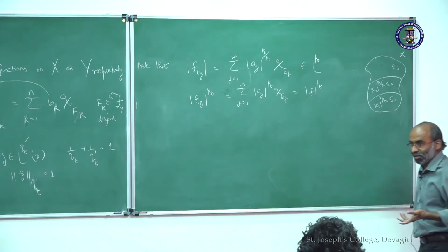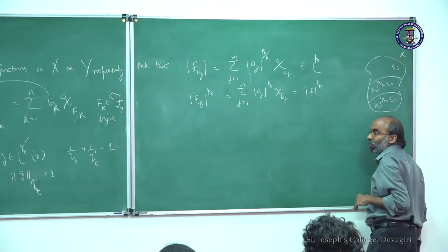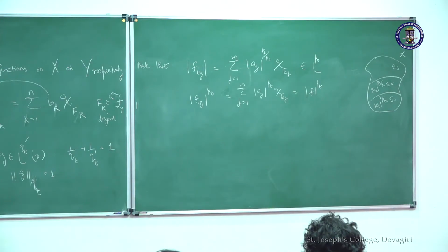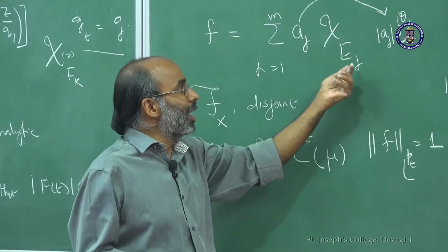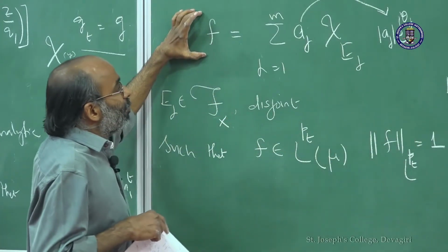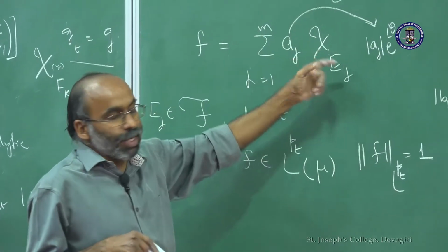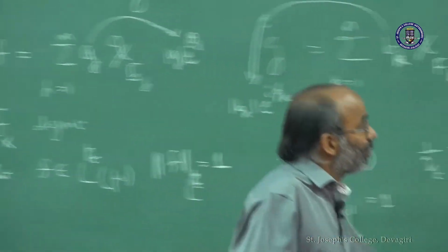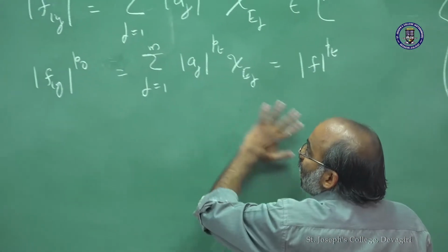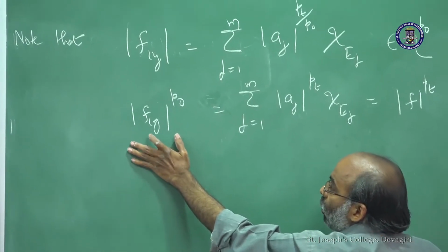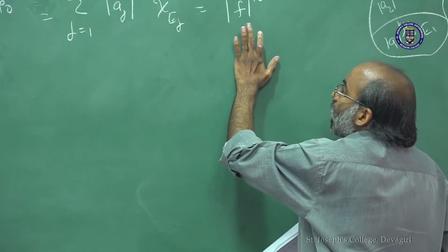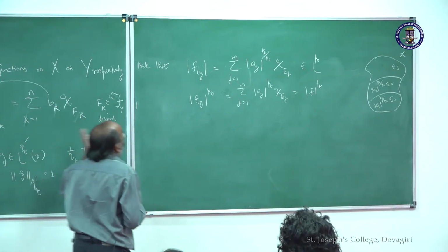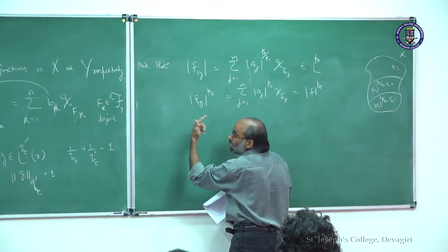Too complicated? It is just because these are all disjoint. Let's see this again. If I take the modulus of f, that is simply taking the modulus inside, because the E_j's are disjoint. So the modulus of f is simply the sum over j equal to 1 to m of mod a_j chi_{E_j}. Mod f to any power will be simply mod a_j to the same power chi_{E_j}. That is all I am saying. But what did we get? The L^{p_0} power of some function is the L^{p_t} power of the function we started with. Remember, this has norm 1. So the L^{p_0} power of f(iy) is 1.